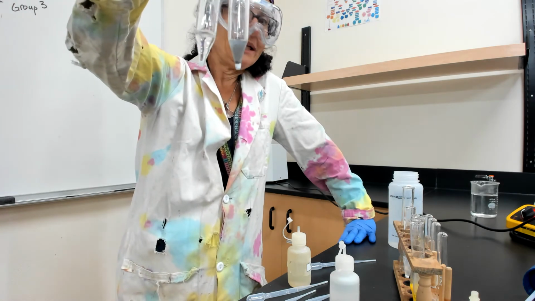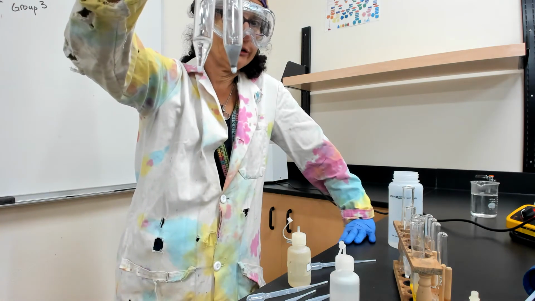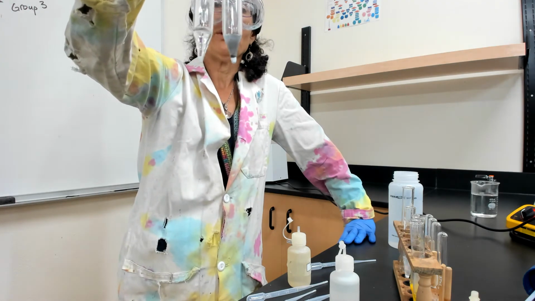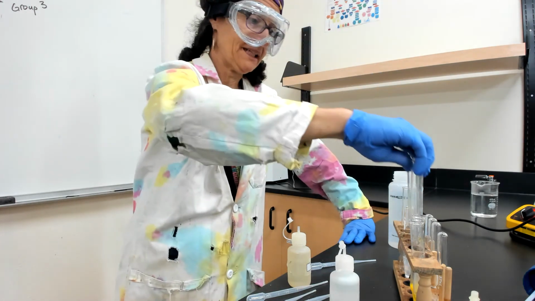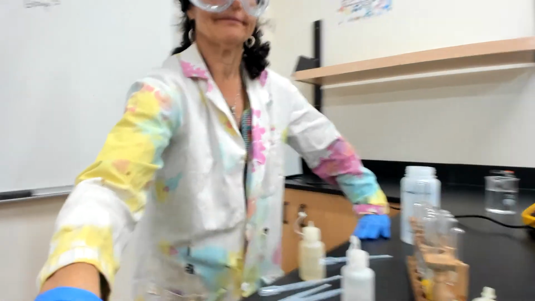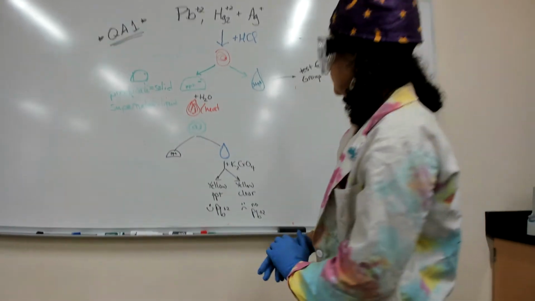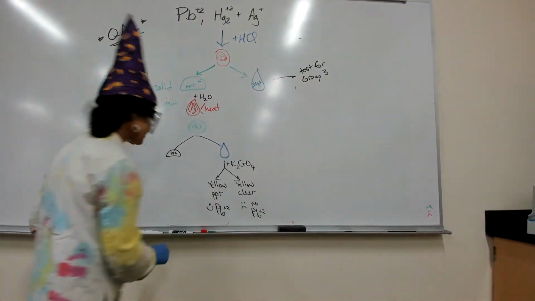So one of them definitely has that grayish hue. You can see the black precipitate forming on top of the white, and the other one still just has a white precipitate. So let's go back to our flow chart, and we're over here with the precipitate.